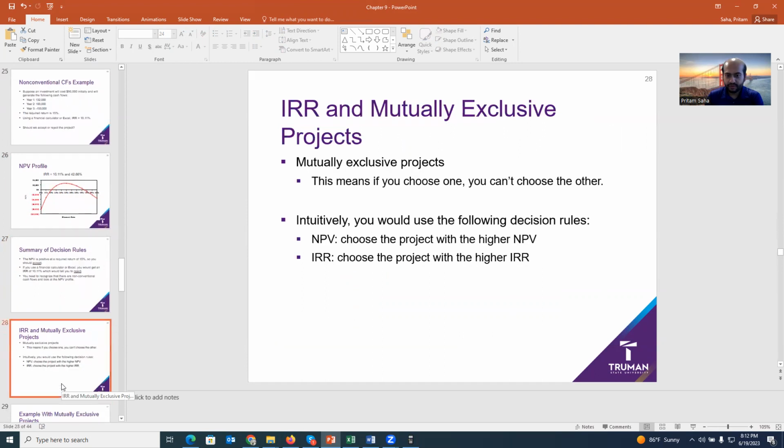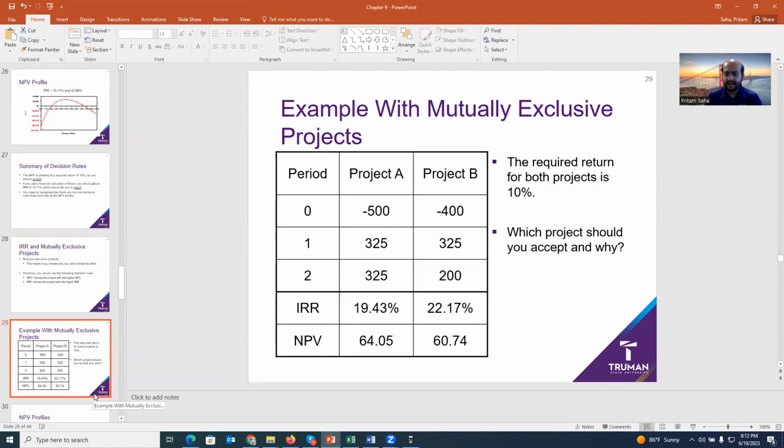Now for mutually exclusive projects. What does it mean? Two different projects with different cash flows, but for some reason you are not able to undertake both at the same time. Here's an example. For project A, you need a $500 investment. For project B, you need a $400 investment. Let's say you have only $600 of cash right now to invest. That means you can take either project A or project B, not both. Here are the project A cash flows and project B cash flows, with their IRR.